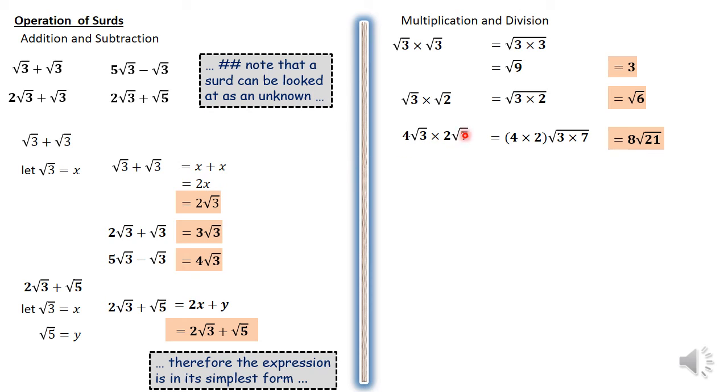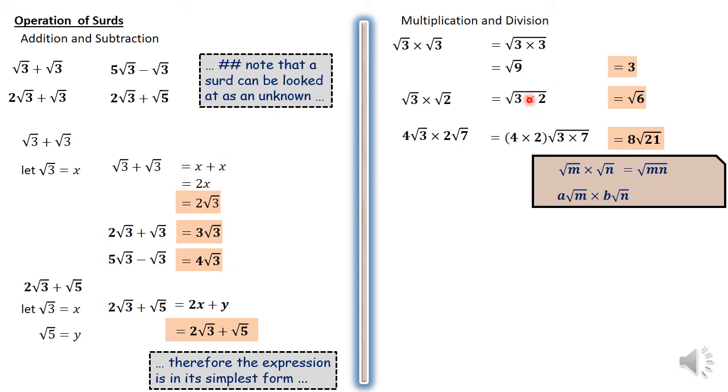So whenever we have a question like this, multiply the rational numbers together and the irrational ones, that is the numbers within the square roots, together, and you get the simple form like the one we have there. Now, I need to say that whenever we are given root m times root n, the answer simply would be the square root of mn, like we've done in the first two cases here. However, if we had a mixed surd, like a root m times b root n, it should be ab root mn. That's what we've done in the last case there.